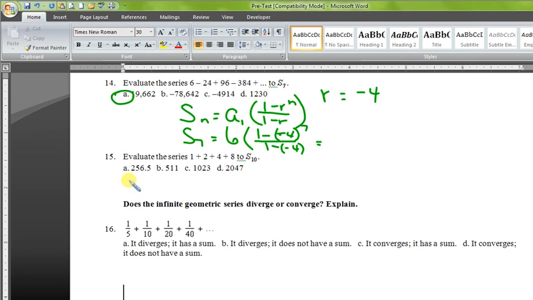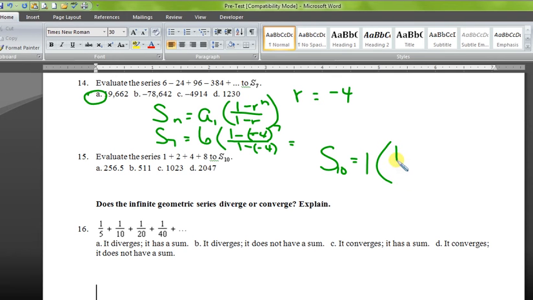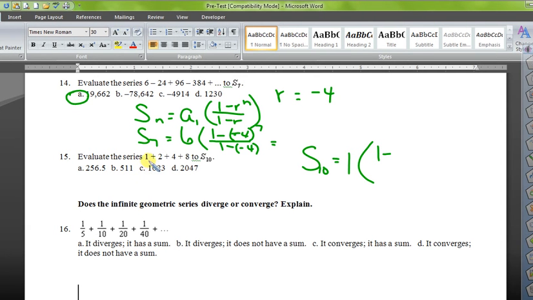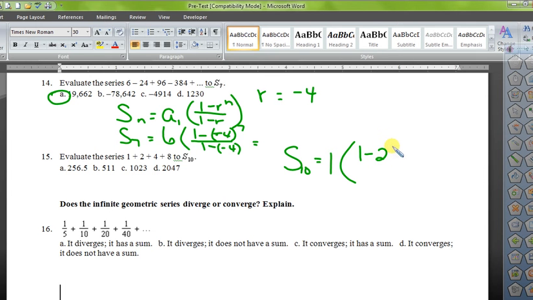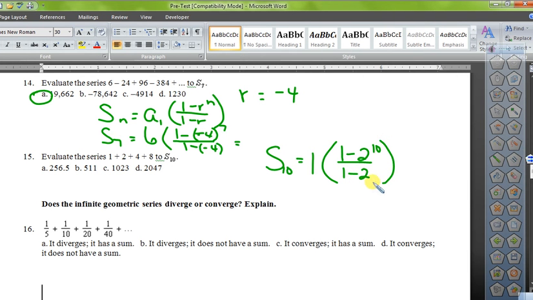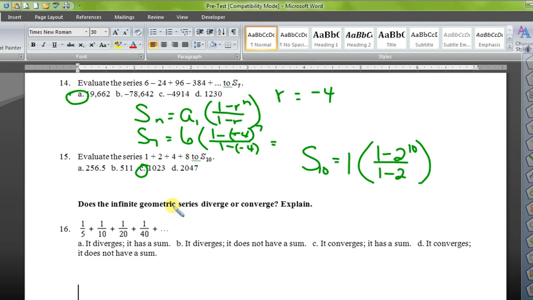And number 15, pretty much the same thing. You're going to find the sum of the first 10 terms using that same template. So first term is 1, and then it's going to be 1 minus r. Well, let's determine r. R here is actually going to be a 2 because when you look at each one of these, you're doubling each number to get the next number. So that'll be 2 to the 10th. That's a fairly large number. And then we're going to have 1 minus 2 in the denominator of that fraction.